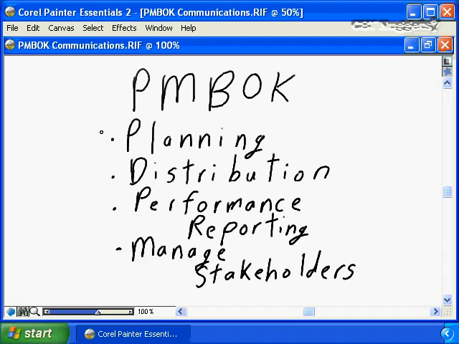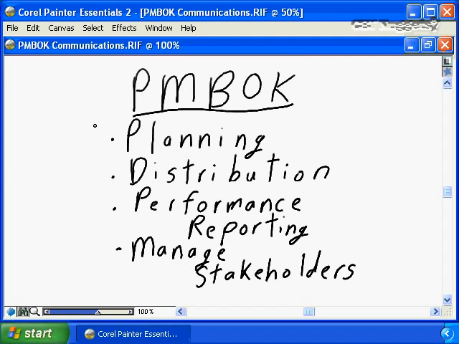As we have done in other modules, our first step into communications management will be an examination of the PMBOK guide and seeing what is in the PMBOK guide specific to communications and communications management, ensuring that our communications strategy in our project is consistent with and compliant with the PMBOK guide.